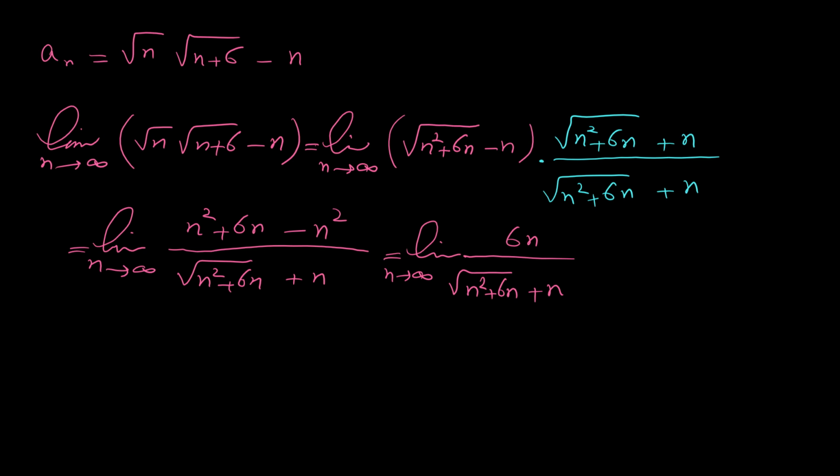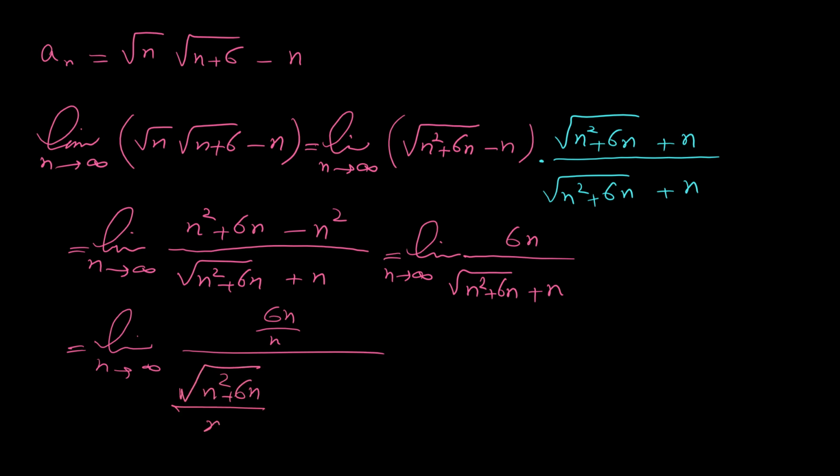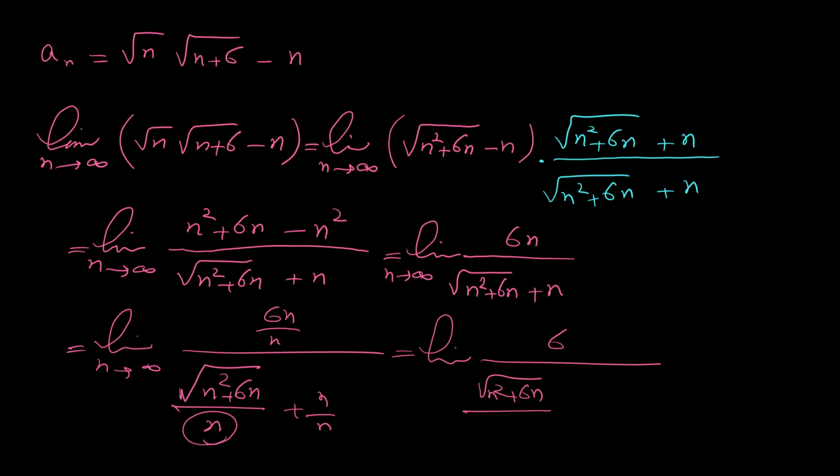But let me show you the other method, which is harder, but it's good to know. We divide numerator and denominator by the highest degree of denominator. Again, it is n, so we have limit as n approaches infinity, 6n over n, over radical n to the 2 plus 6n all over n, plus n over n. Numerator is only 6. In denominator, if we write this in the form of radical, we have radical n to the 2 plus 6n all over radical n to the 2, plus 1.